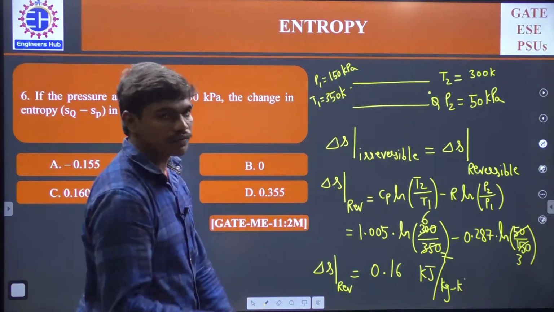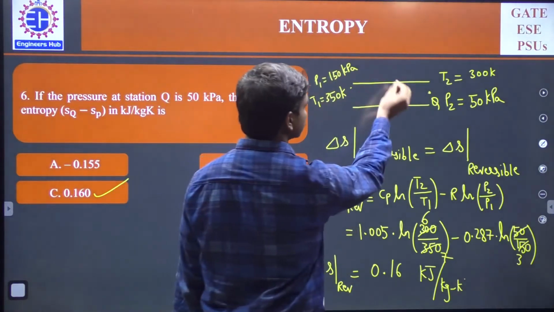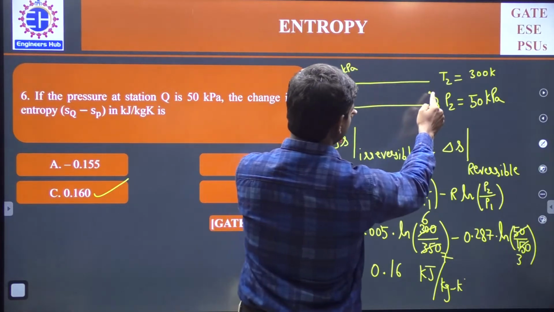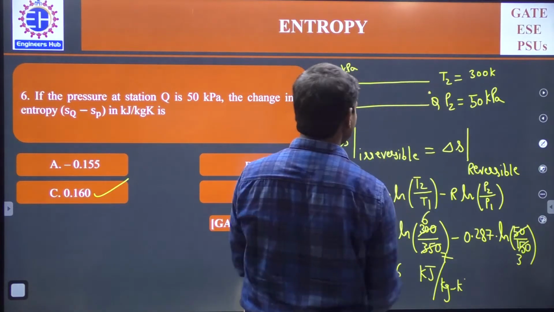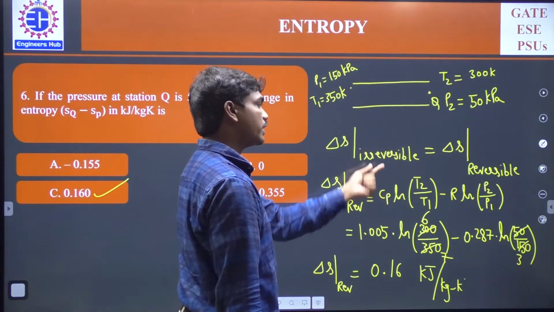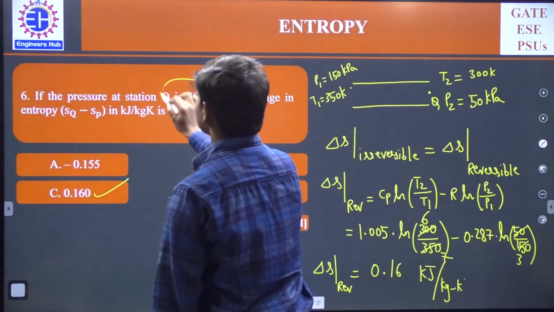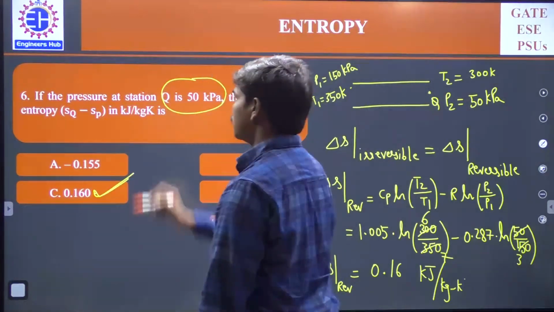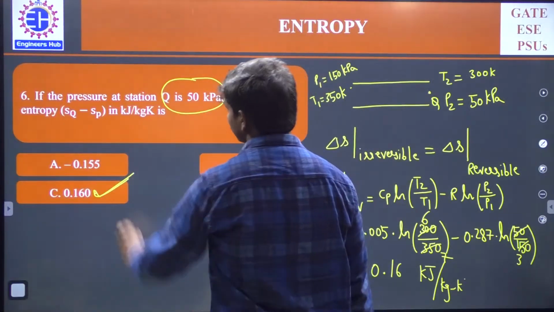Since entropy is a point function, whether the process is carried out reversibly or irreversibly, the total entropy change between these two points is the same along all paths. So this delta S along reversible is also the same as delta S along irreversible. So to get to station Q at 50 kPa, the total entropy change SQ minus SP is 0.160.